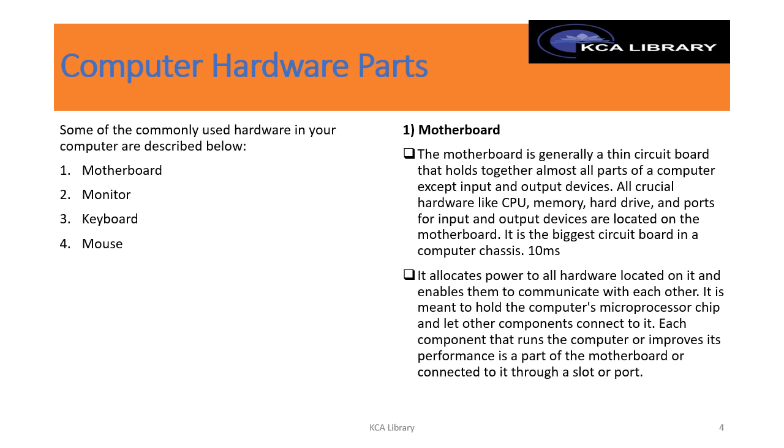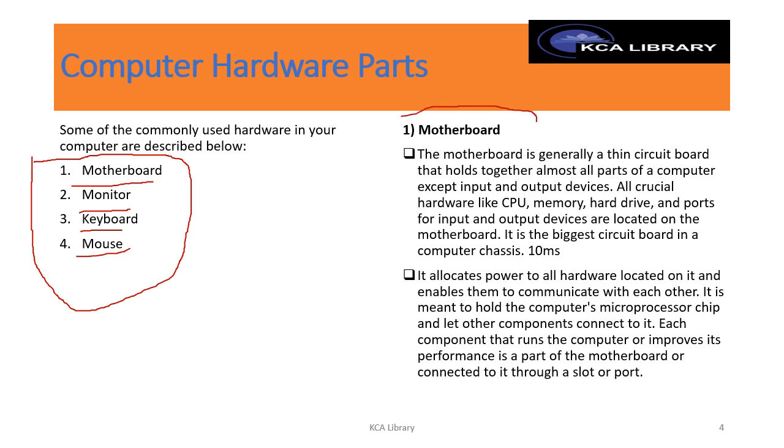So, computer hardware parts. Let's look at those parts of computer hardware. Basically, they are categorized into four parts. The first one is the motherboard. Then we have the monitor, keyboard, and the mouse. We are going to go deep and understand what these mean.